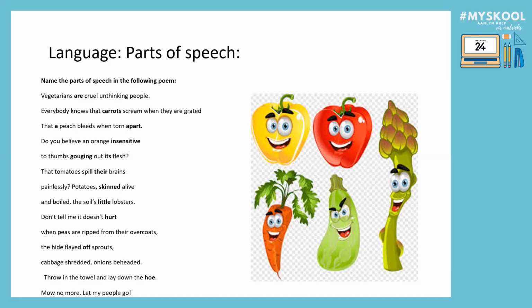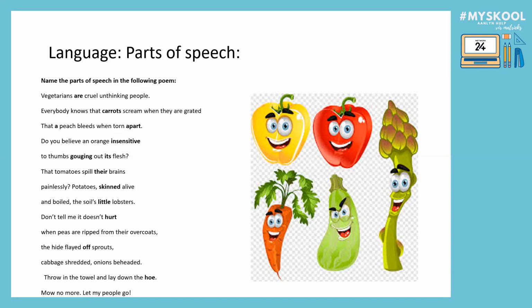Verb. I think it's an article. No, there are only two. Would we classify that? Two thumbs gouging out an orange's flesh. So it's in the place of an orange. So it's a pronoun. Pronoun, yes. The tomatoes spill their brains painlessly. What is that? A pronoun.